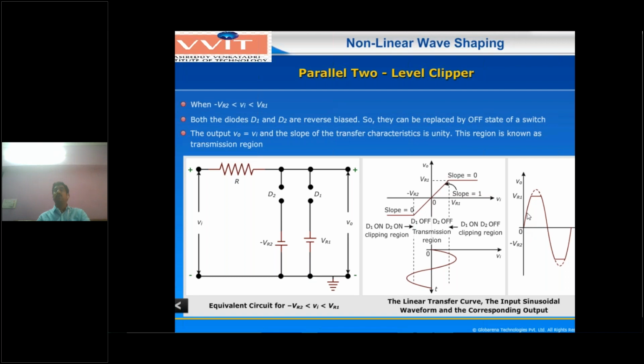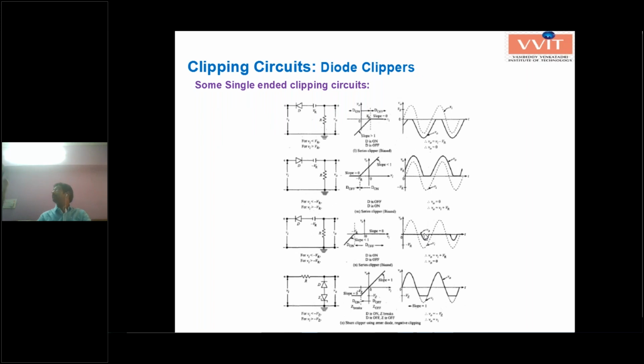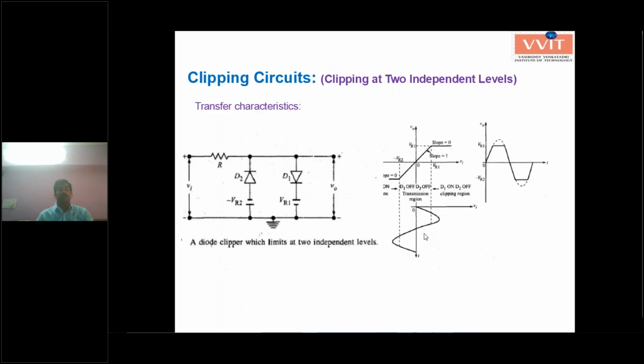Now observe the output waveform also. When the input waveform lies between minus VR2 to plus VR1, input and output waveforms both will be the same. So within that range, the transfer characteristic curve will have slope equal to 1. And for input voltage less than minus VR2 and above VR1, slope equal to 0. Because above VR1, V0 equal to VR1, and when Vi is less than minus VR2, output voltage equal to minus VR2. So that's why there are two conditions. And next, this is clipping by using clipping circuits, two-level clipping.